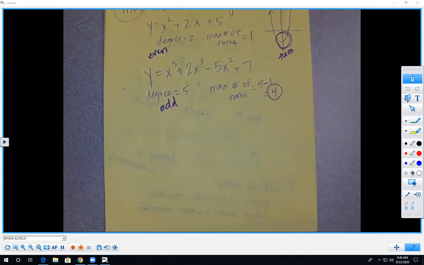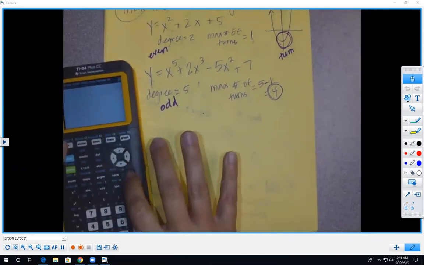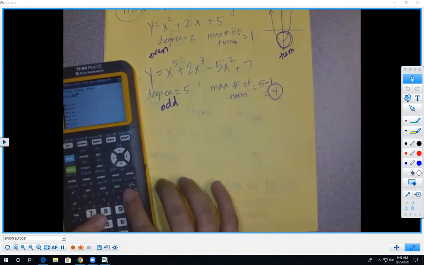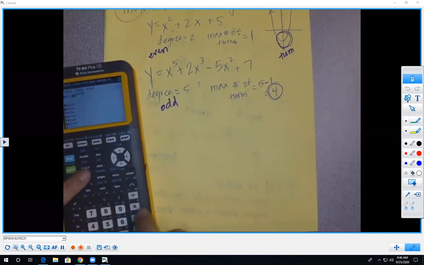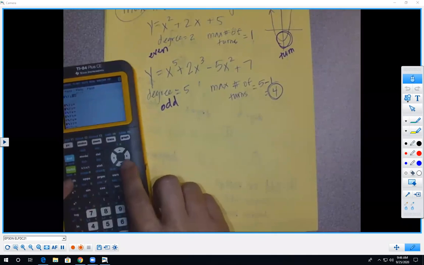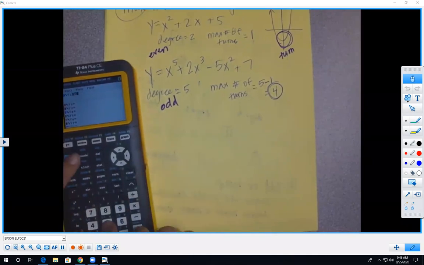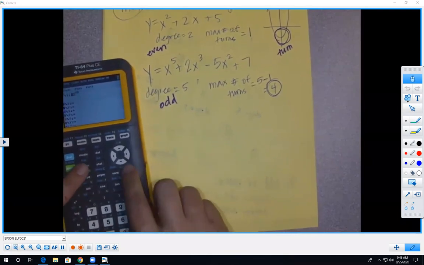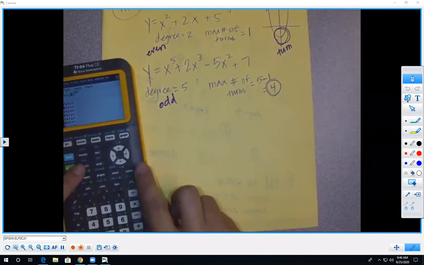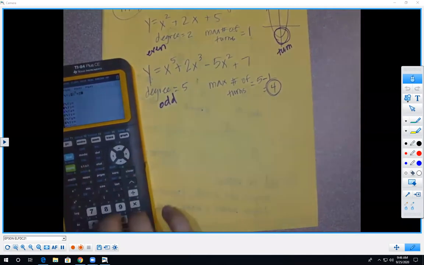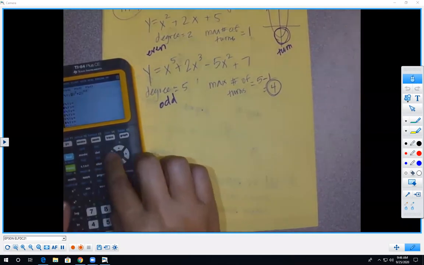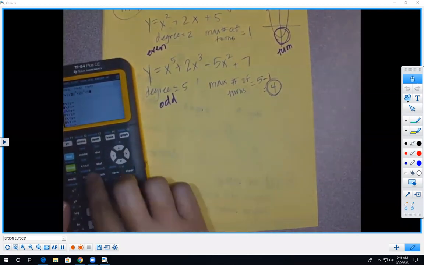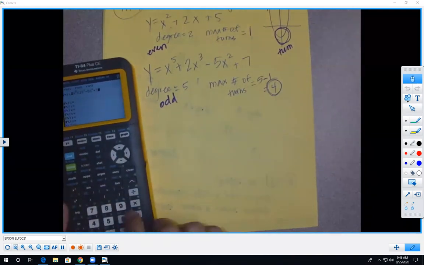If you look at this graph on a calculator, it is x to the fifth plus 2x to the third minus 5x squared plus 7. Oh, goodness. I'm having a hard time, sorry.